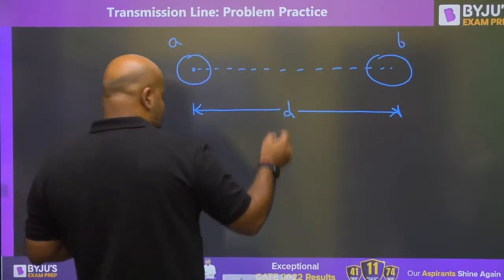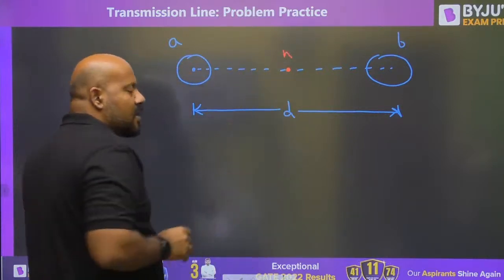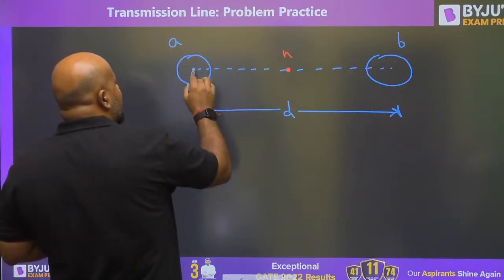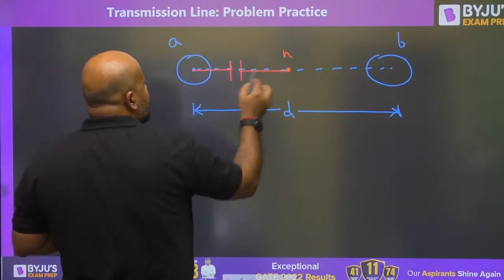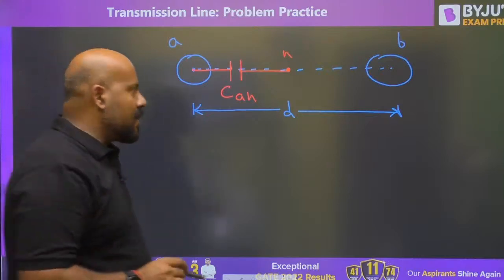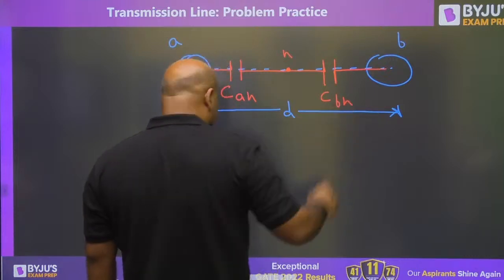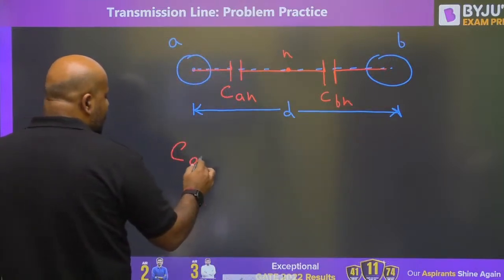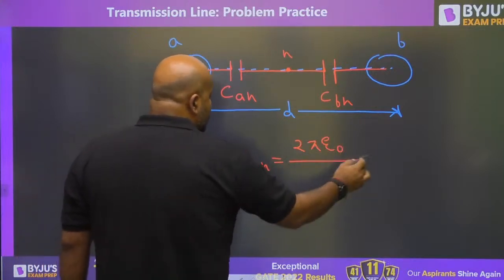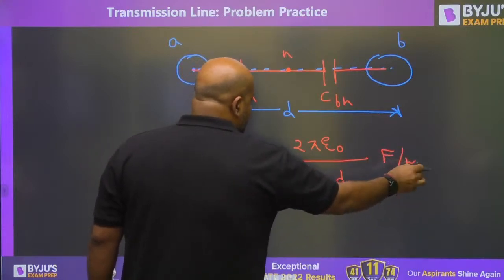And you must be aware, for this system, you will get a neutral point in between these two conductors. So we represent the capacitance of conductor A with respect to this neutral point, which we are writing as CAN. Similarly, we are writing the capacitance for the B conductor with respect to this neutral point as CBN. And the expression for CAN and CBN is the same, that is 2 pi epsilon naught ln d upon r, and this is farad per meter.